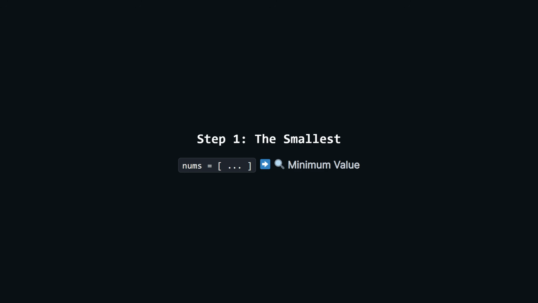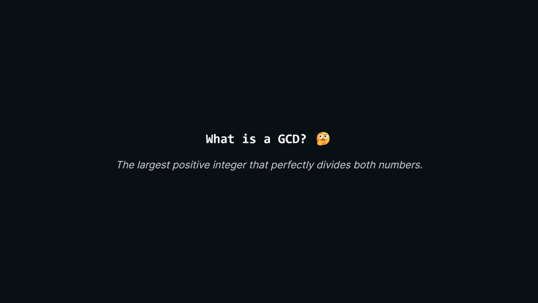First, we are given a list of integers called nums. Our first task is to scan through this list and find the very smallest number. Next, we scan through that exact same list again to find the absolute largest number. Finally, we take those two specific numbers, the minimum and the maximum, and we find their greatest common divisor. If you need a quick math refresher, the greatest common divisor is just the largest positive whole number that divides completely evenly into both of our target numbers.